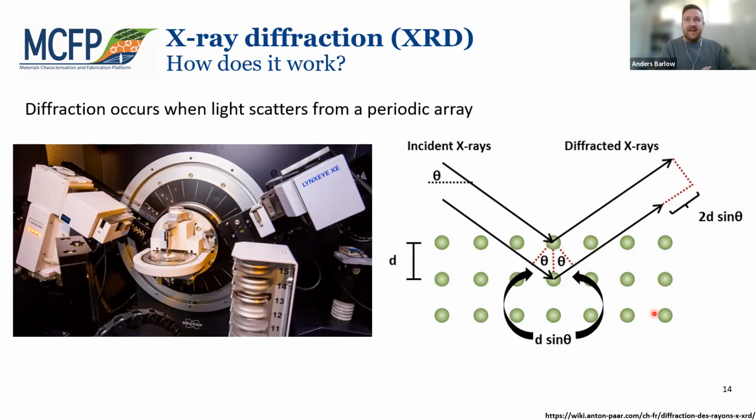Okay, so let's talk about XRD now, X-ray diffraction. As we said early on, diffraction occurs when light scatters from a periodic array. So we have here our periodic array of atoms, and we have our incident X-rays coming in and our diffracted X-rays coming out. Now, the diffracted X-rays constructively interfere when they have met what's called the Bragg condition, n lambda equals 2d sine theta.